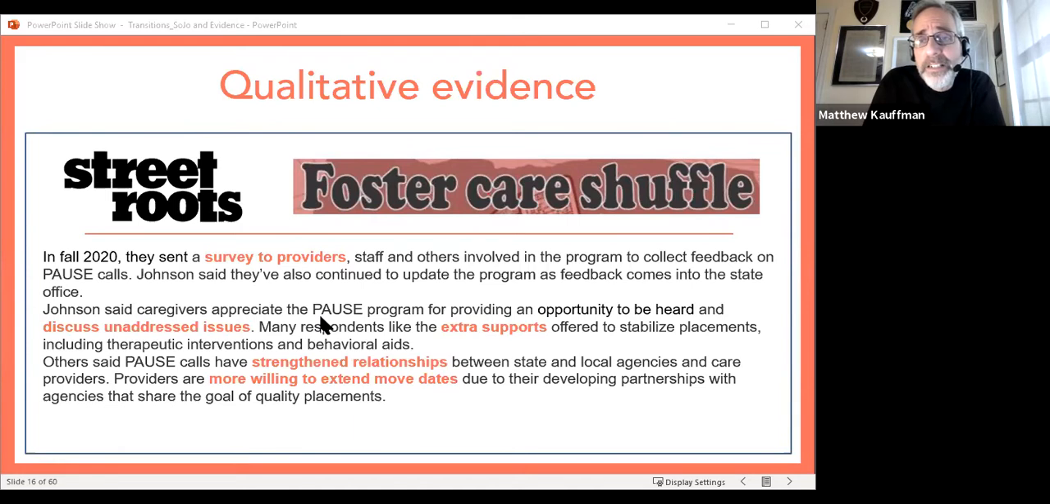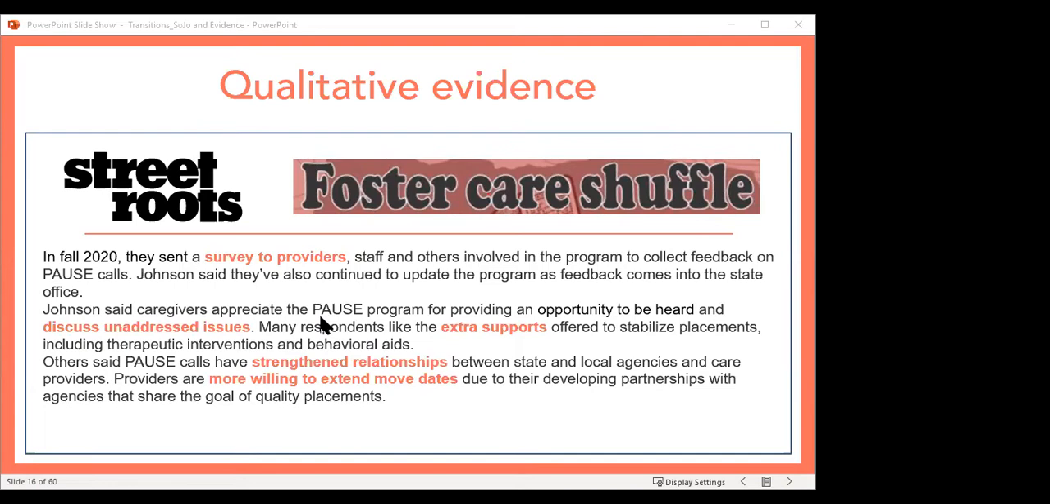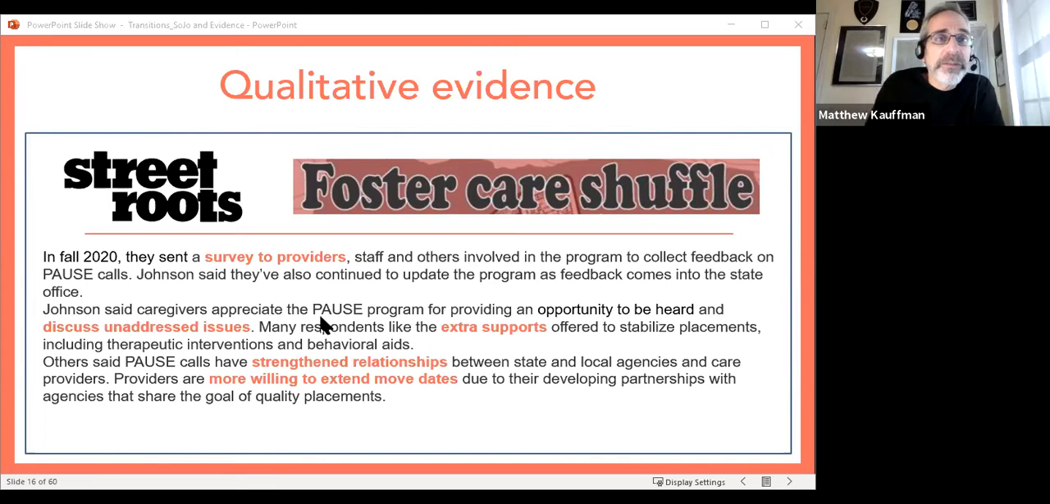We don't have data here. I'd still be curious: did it really reduce the number of moves? I'd love to have some hard numbers there, but nevertheless, it does count as evidence that you have people involved saying, yes, this is working well for us. We've seen the impact of this. We've seen providers thinking differently about moving children. And you can draw an inference.